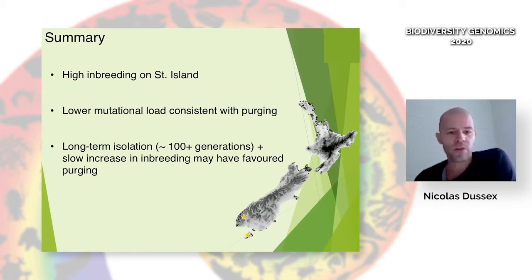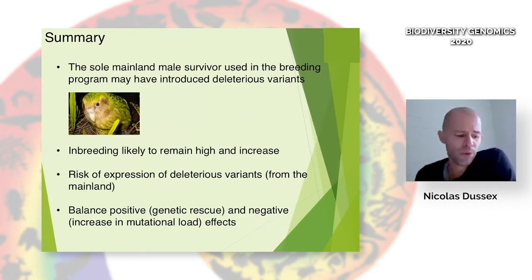It is possible that the long-term and gradual isolation may have favored this purging. From a conservation perspective, it is quite possible that the mainland male and its offspring may have introduced deleterious variants in the current population. And because inbreeding is likely to remain high or even increase in the future, those harmful mutations may be expressed in the future. So it is very important here to balance the positives of genetic rescue, increasing genetic diversity, and negative effects such as increase in mutational load.